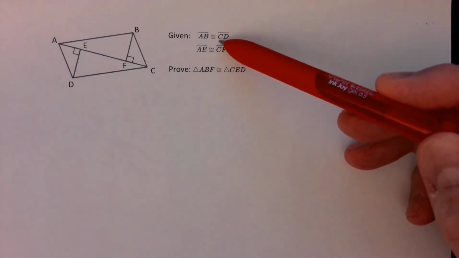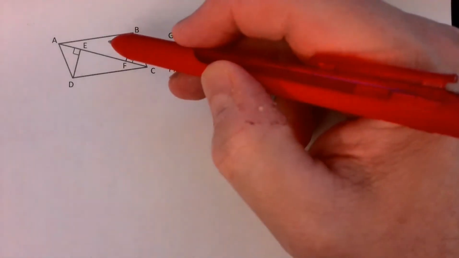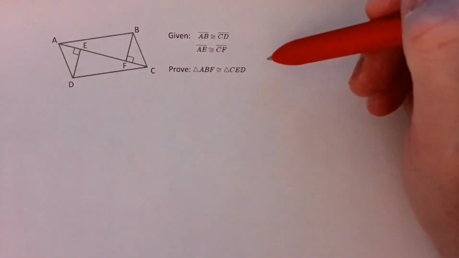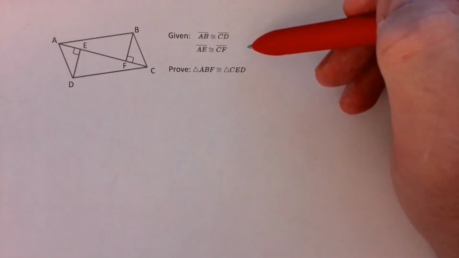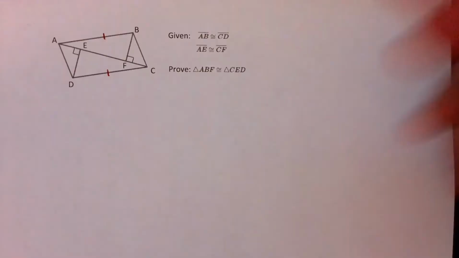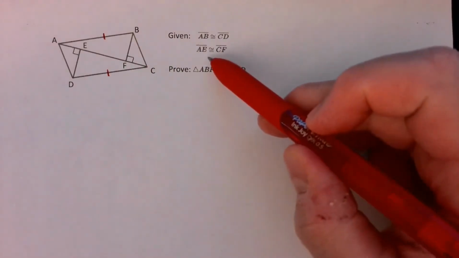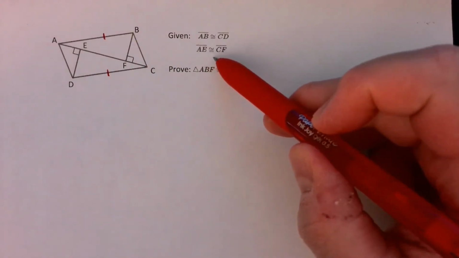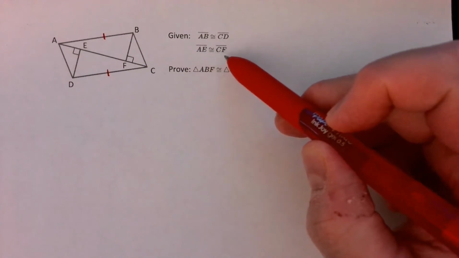And what I like to do is, as I see them, I like to come over here to my diagram and I like to mark them. So I'm going to mark AB is congruent to CD. So I'm going to go ahead and mark that. I'm also told that AE is congruent to CF. So I'm going to mark that.